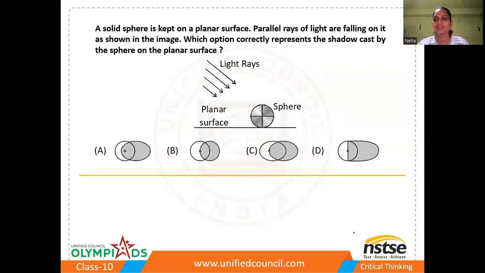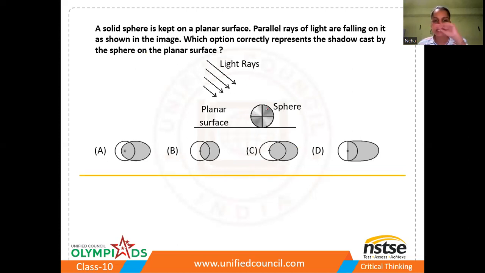Let's move to the next one. Here is the next question. A solid sphere is kept on a planar surface. Parallel rays of light are falling on it as shown in the image. Which option correctly represents the shadow cast by the sphere on the plane surface?